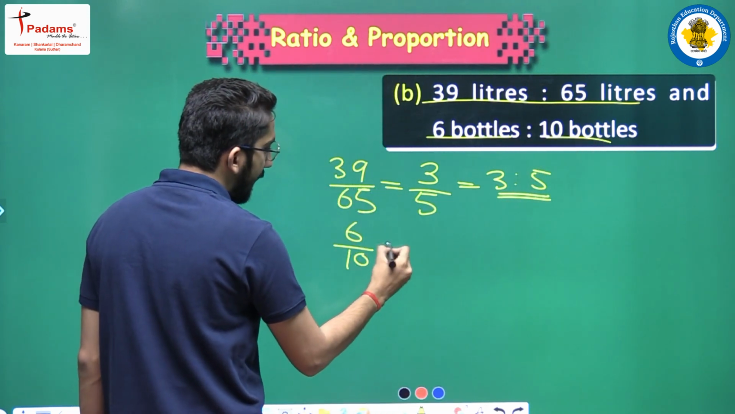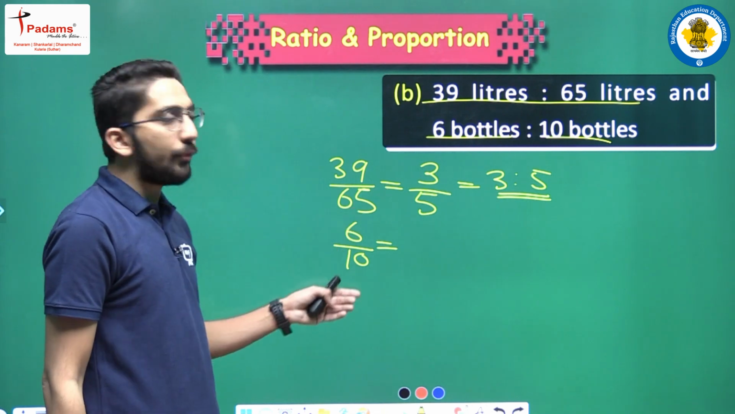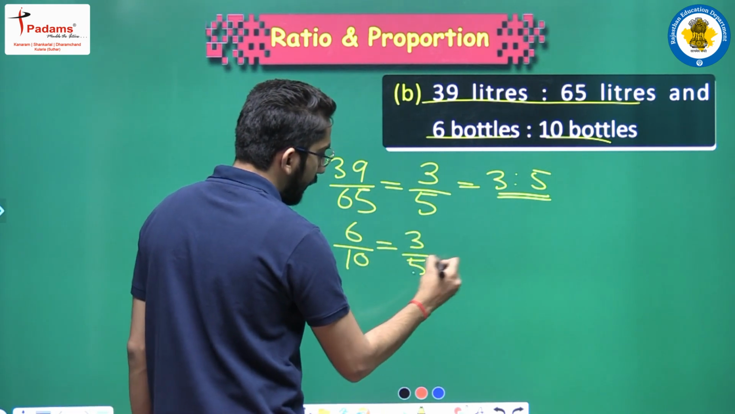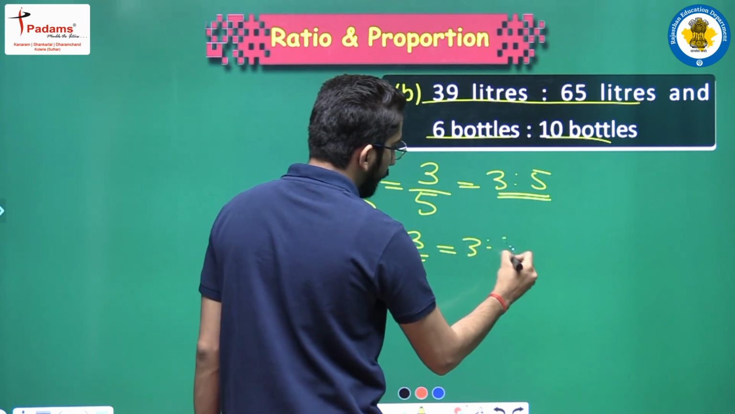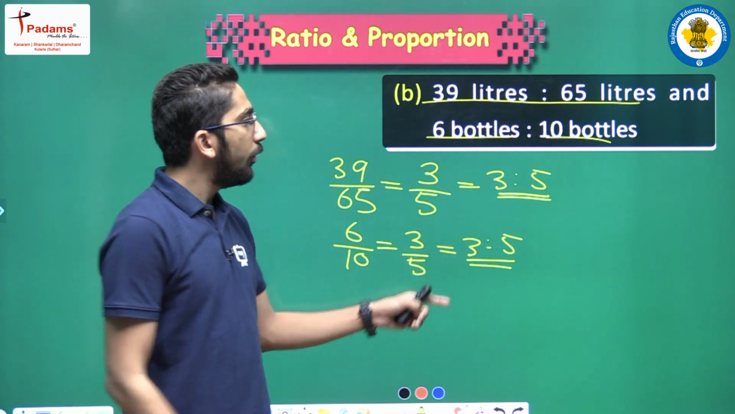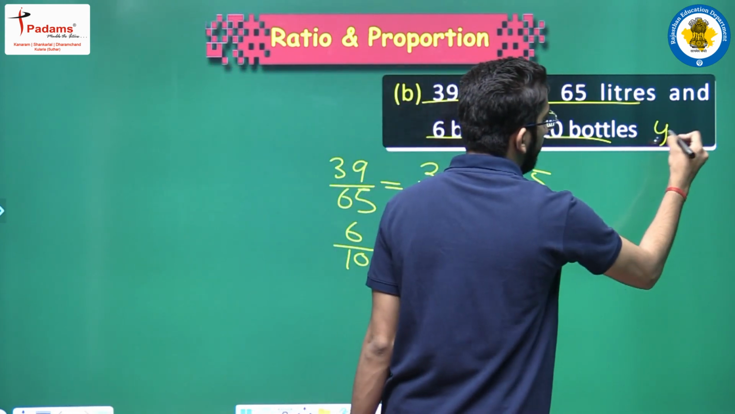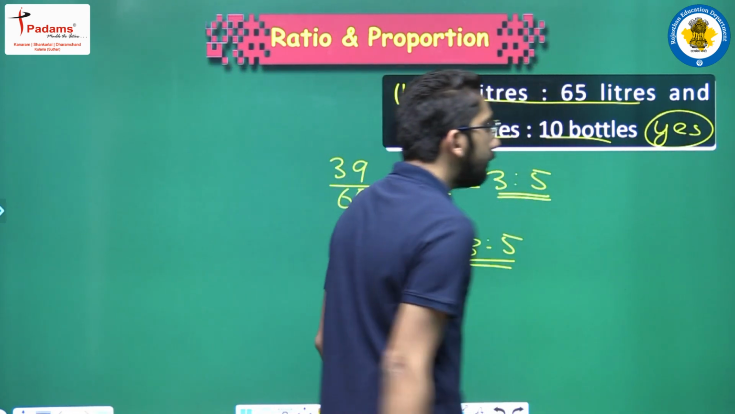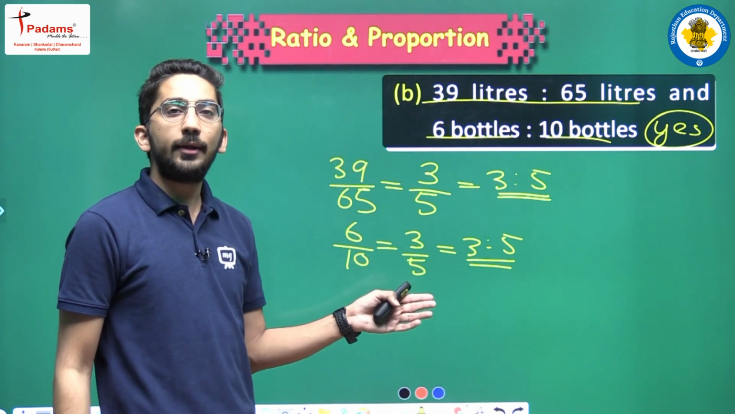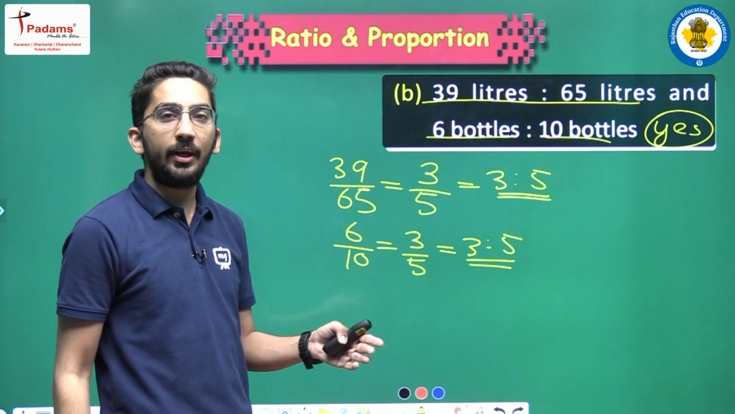Then for 6 bottles and 10 bottles we will check. It will be 6/10. You can divide both of them with 2. So this will become 3/5 or 3:5. Again both the ratios are same. So yes, they are in proportion. मैं क्या कहूँगा कि ये proportion में है. और अगर proportion में है तो मुझे इनके middle terms और extreme terms लिखने पड़ेंगे.